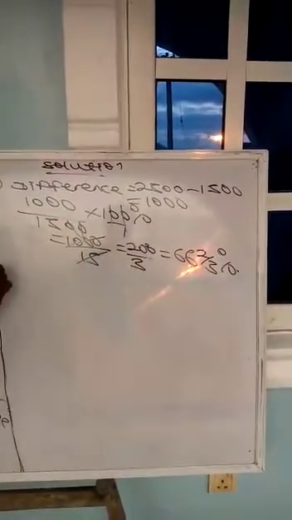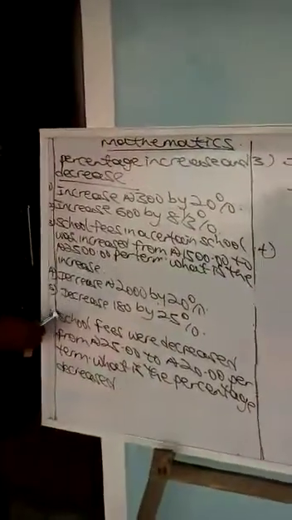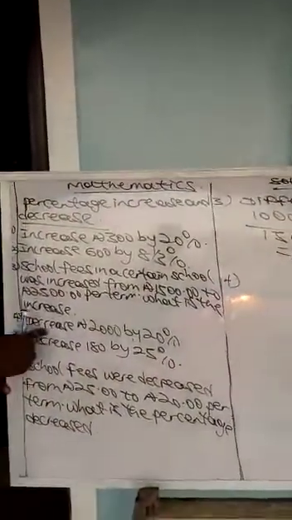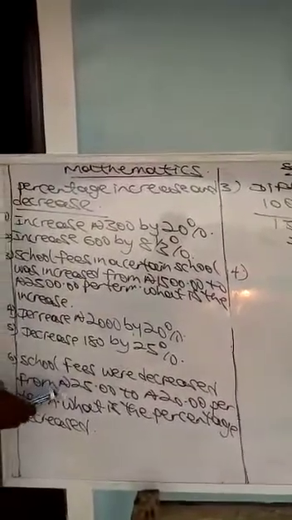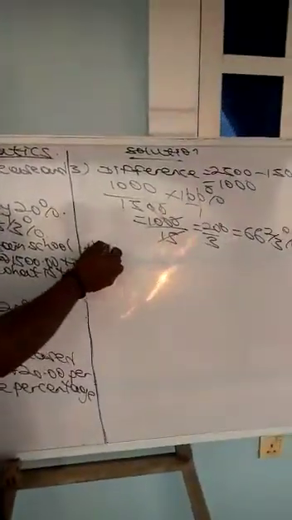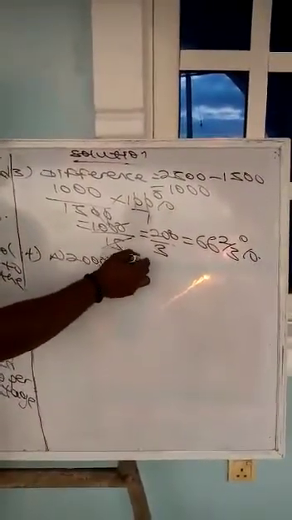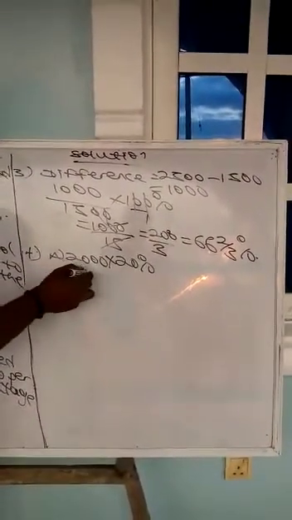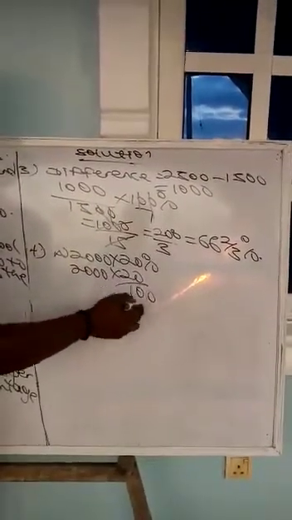Percent. Question number 4, we are going to percentage decrease now. We are told to decrease 2,000 by 20%. So what we are going to have is 2,000 times 20%. That will give us 2,000 times 20 over 100.